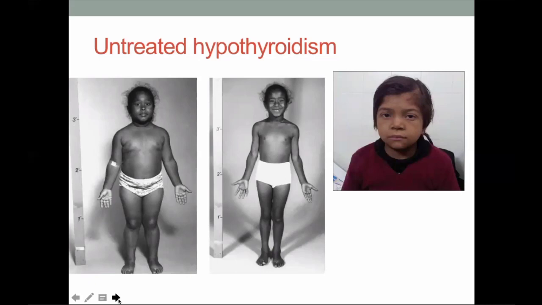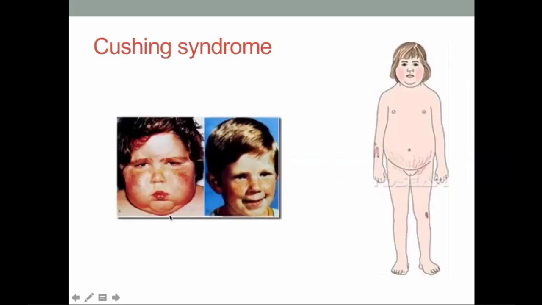Right, so this is a child with Cushing syndrome. These are just guides, so you have to look at the child. If the child is short, please look at the child. This is a child with Cushing's, and this is before he had Cushing's, right? You have to see whether the child has any stigmata for Cushing's disease.